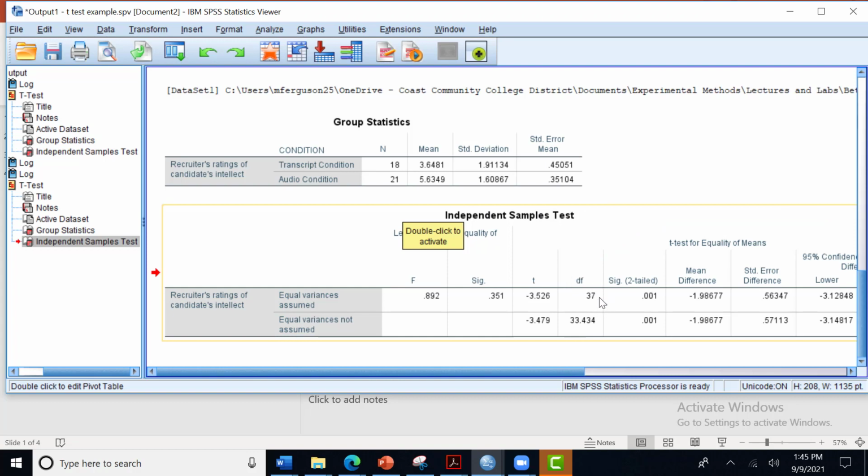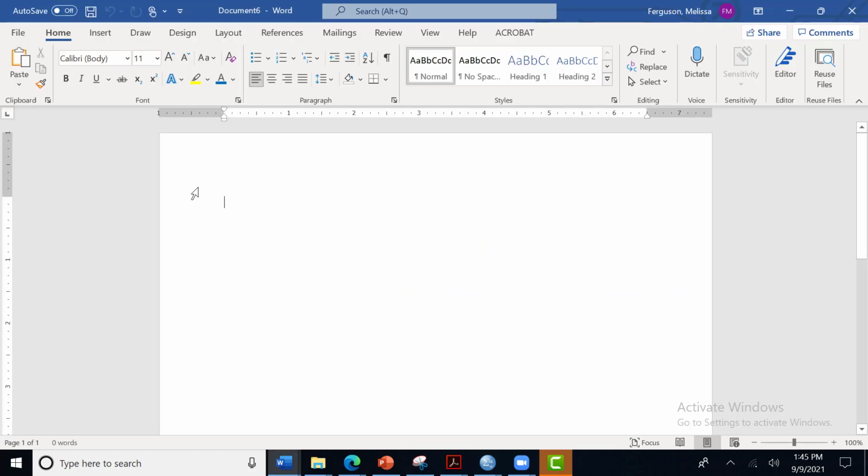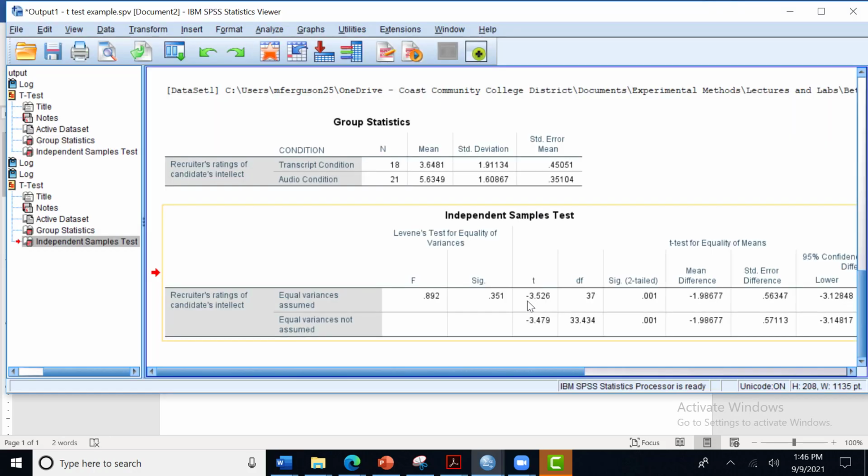And this is the degrees of freedom that you present in the parentheses after your little t equals. So when you're presenting a t-statistic, you present the t, then you present your degrees of freedom. Here it's 37. Notice I'm going to italicize that t. And that t-statistic was negative 3.526.